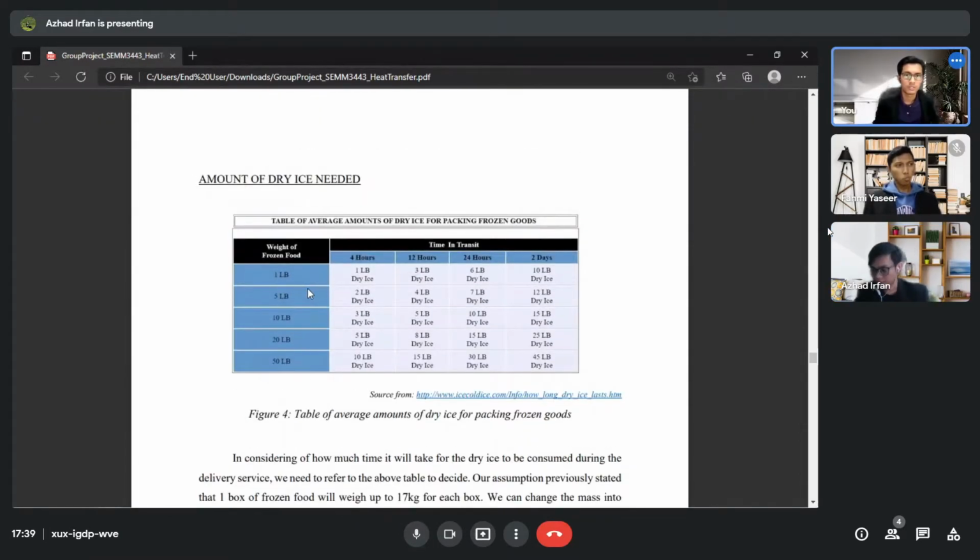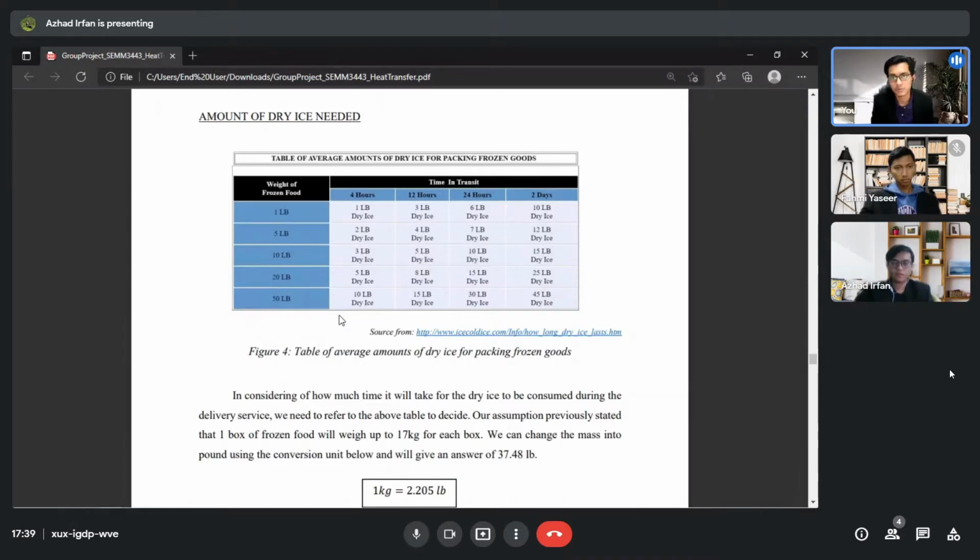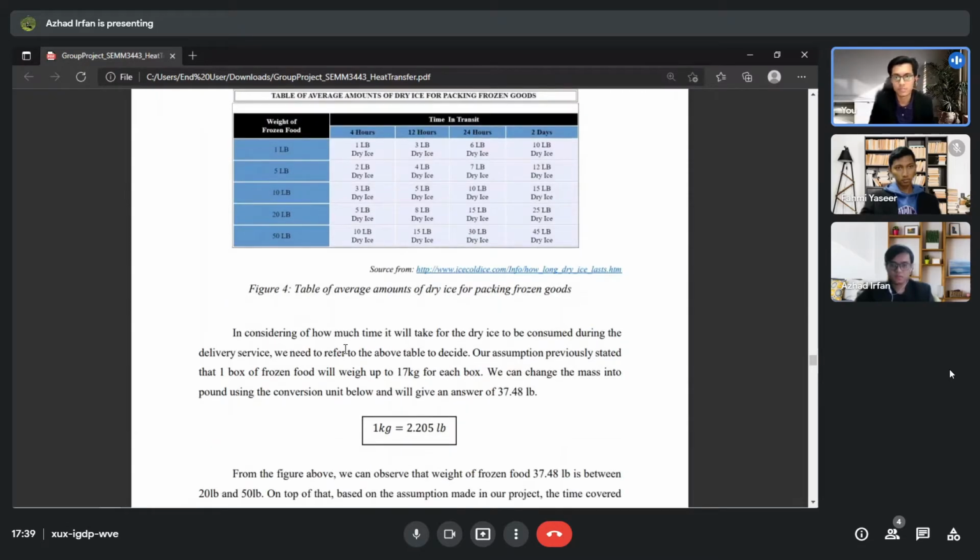Okay. Thank you, Mr. Azhad. So for the amount of dry ice needed, we have chosen this table as our reference. So based on the figure shown on the screen, we can see that the left column of the table is the weight of the frozen food, while the right side of the column is all about the time or amount of dry ice needed for the delivery service.